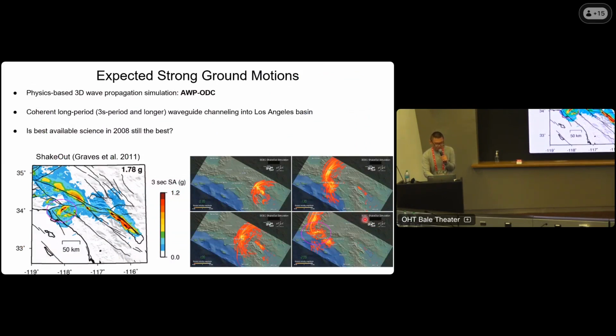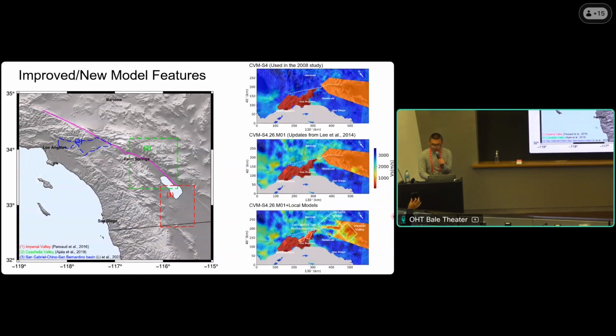But we started to think: was the best available science back in 2008, 16 years ago, still the best available science right now? We're going to find out. In fact, it's not just the simulation code that has been updated over the past 16 years. There have been a lot of improvements, especially in our knowledge of the underground structure. In Southern California, even back in 2008, we had a very good understanding of the underground structure inside the major basins.